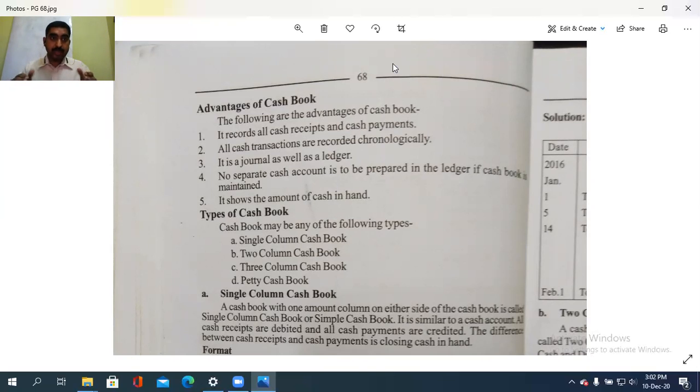So that is the cash book or the cash account. As a journal, all the cash receipts and payments are recorded for the first time from the source document. So that is the case.